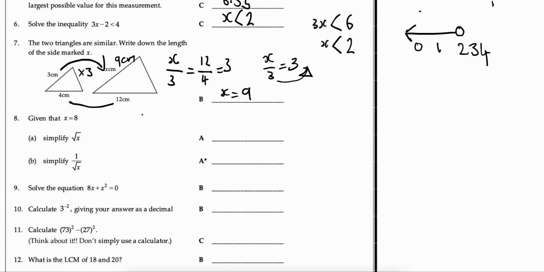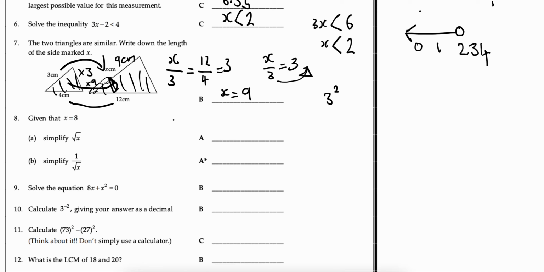Also notice that if you were multiplying the areas, you would multiply by the square of 3. So you'd be multiplying by 9. So the area of the larger shape is 9 times the area of the smaller shape.